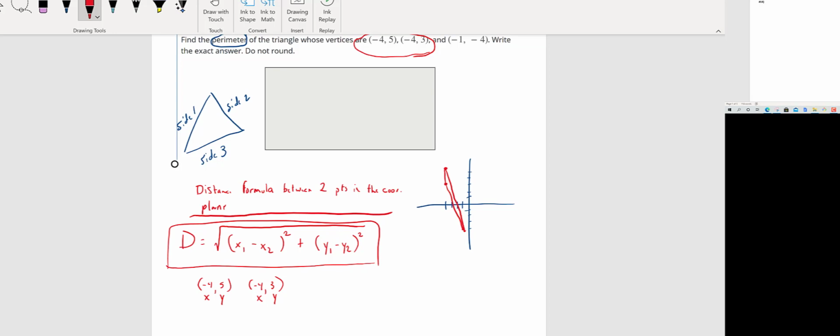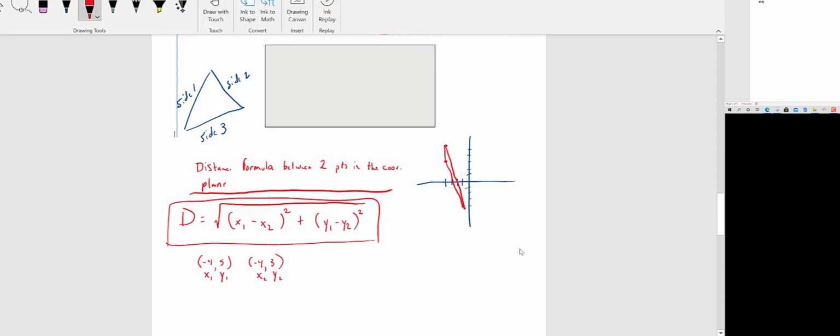It doesn't matter which one is x1, y1, and which one is x2, y2. You could invert that just as easily and get this right, but you do need to figure out what's x1, y1. You need to call something that. And then it's a simple matter of plugging it into that formula. Go ahead and do that.